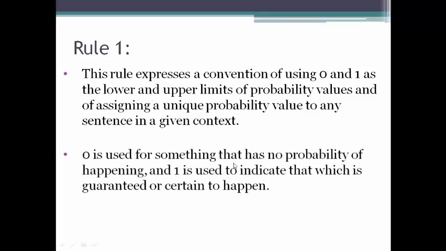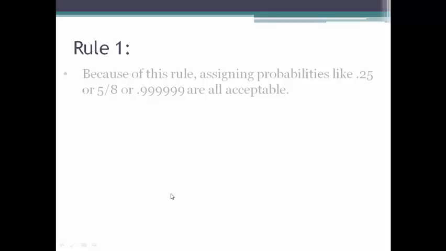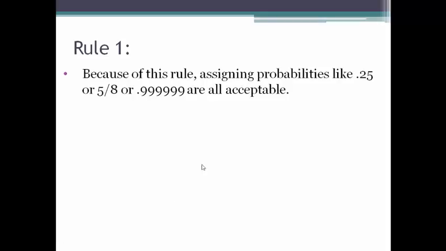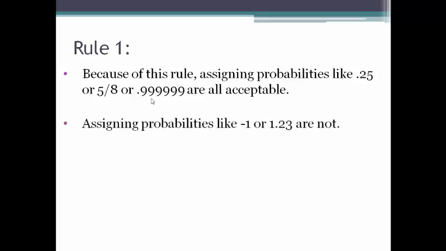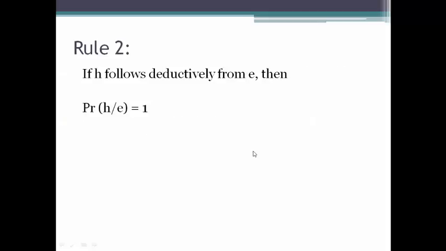0 is used for something that has no probability of happening, no chance of happening, and 1 is used to indicate that which is guaranteed or certain to happen. Because of this rule, assigning probabilities like 0.25, 5/8, or 0.9999 are all acceptable. Assigning probabilities like -1 or 1.23 are not, because they're not real numbers that fall between 0 and 1.